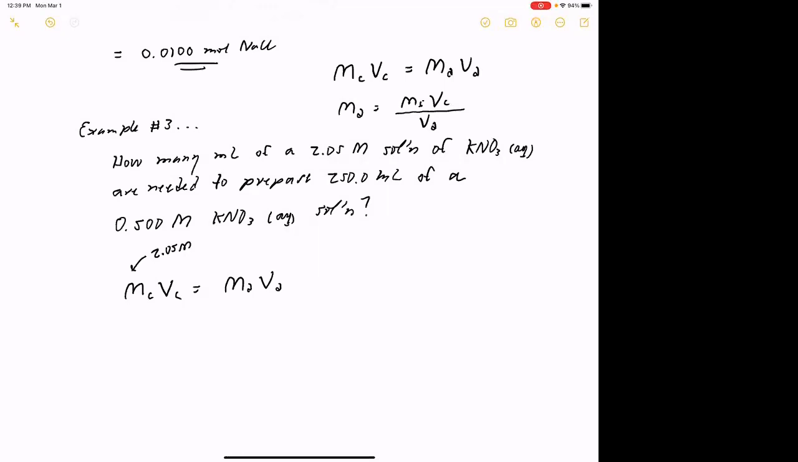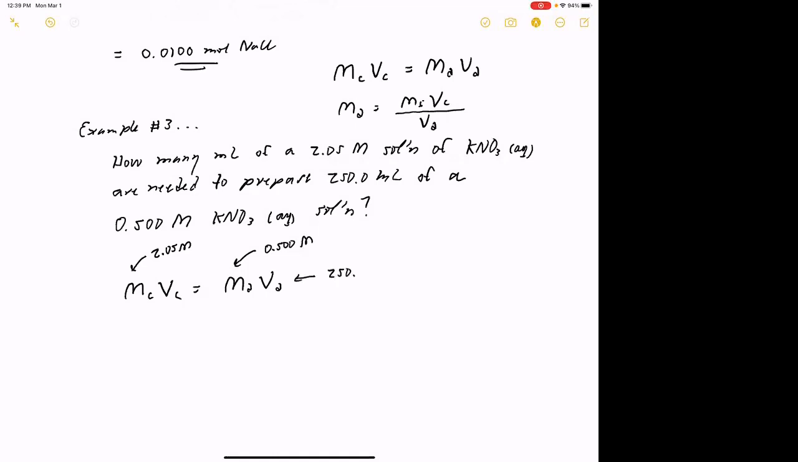Do I have the molarity that I want to get to for the dilute? Yeah, that's given in there as well. I know that my target molarity in my new solution is 0.500 molar. What volume do I have? Is it the volume of the concentrated or the volume of the dilute? You see a volume there. Which one does it refer to? The volume of the concentrated solution or the new dilute solution? The new diluted solution. Yeah, you got it. It's this guy right here.